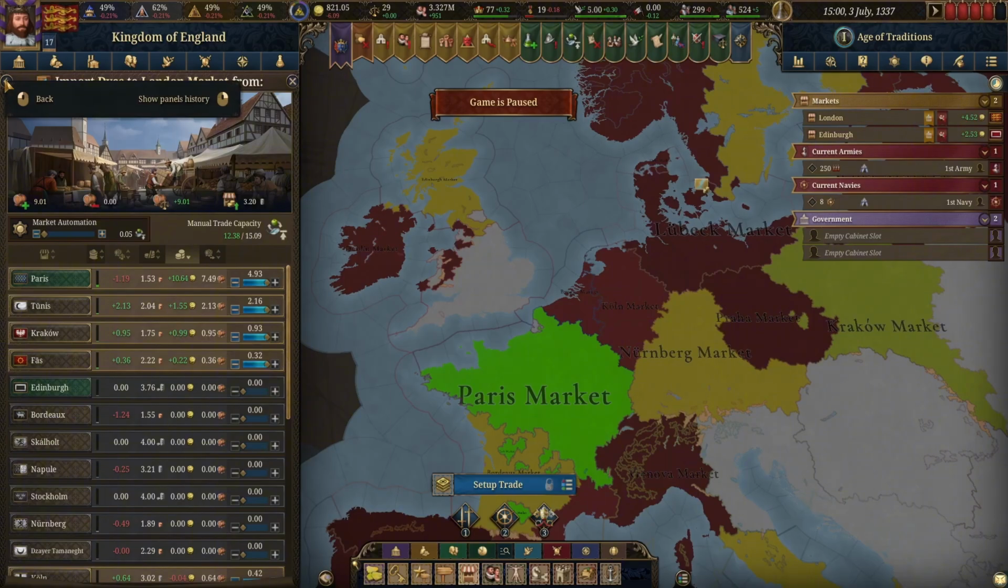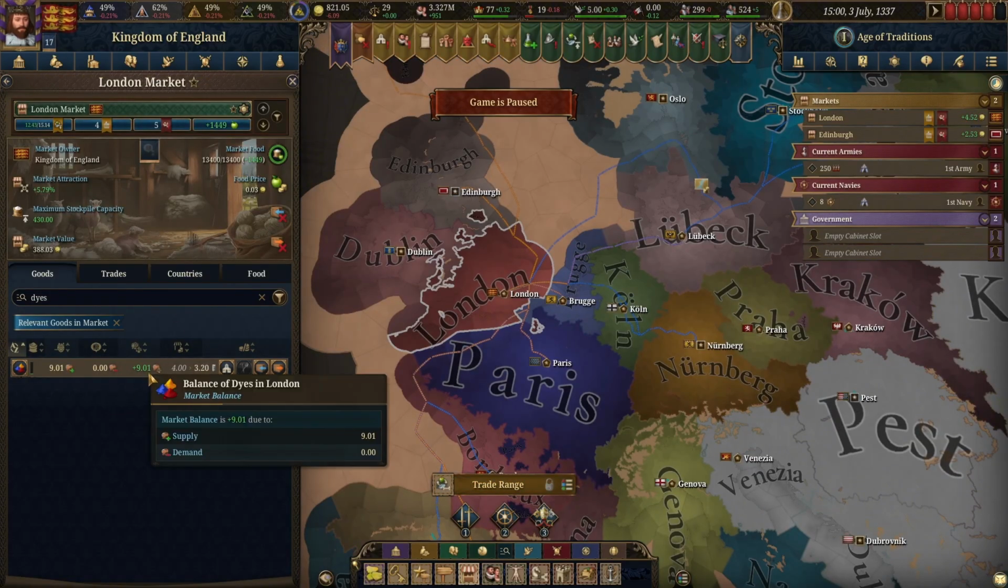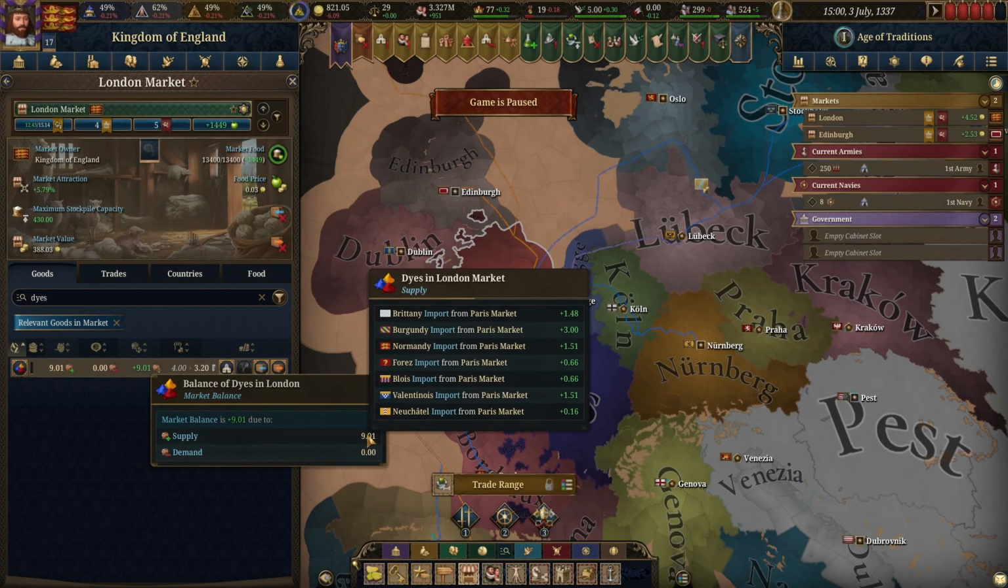So if I go back and look at dyes again, this is essentially showing that we are getting 9 dyes per month from those other countries interacting with our market. Other countries will continue to export to us as long as it's profitable for them. Other countries will automatically export goods to markets where prices are high, but here's the key. We didn't choose for them to do this. They did so automatically because they did it for their own profit, not because you allowed it.